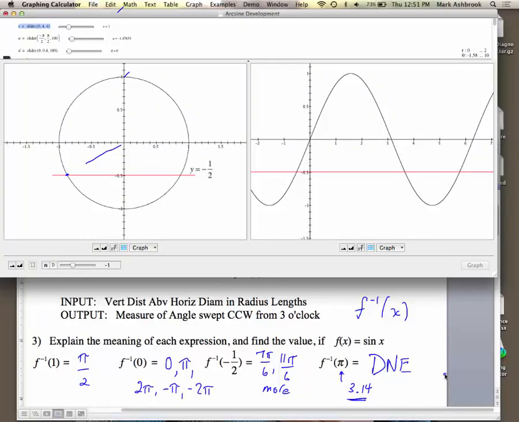So the first thing that we're seeing is that the input of this reverse process has to be a number between what and what? -1 and 1. Okay? It has to be between -1 and 1 because there's no angle that will get us greater than 1 or less than -1 as the distance of the point on the circle above the horizontal diameter. Okay, but then we're also seeing something else here. Is this reverse process a function? What was our definition of a function from a couple months ago? Function means that when you put an input in, what happens?